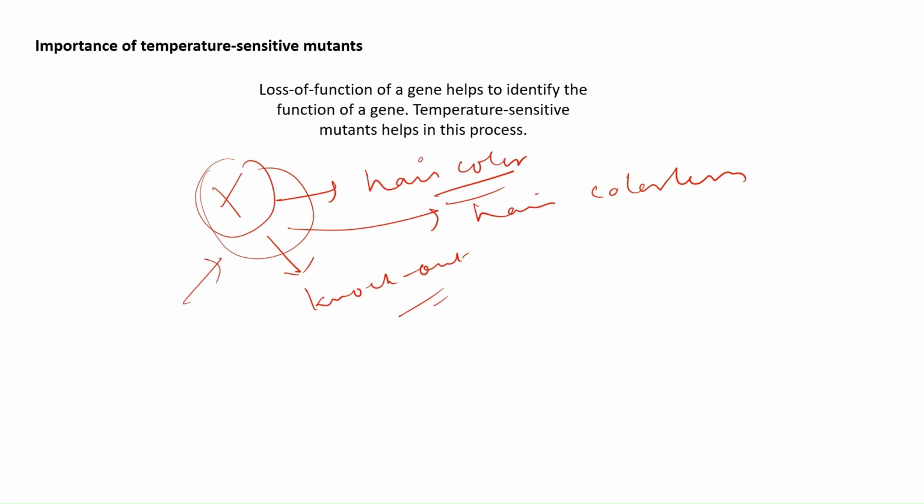So the importance of temperature sensitive mutants is that switching the gene off and on becomes easy due to these mutants. All we have to do is raise the temperature and lower the temperature. By raising and lowering the temperature, we can switch the gene on or off, and by that we can study the function of the gene. So it becomes very easy to study the function of any unknown gene with these types of mutants, conditional mutants.